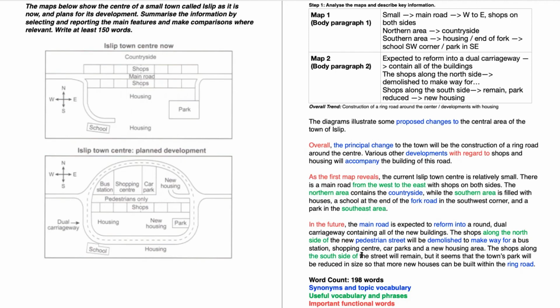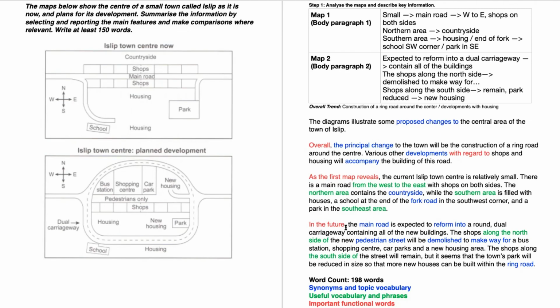Now our body paragraph 2, it says, in the future, the main road is expected to reform into a round, dual carriageway containing all of the new buildings. The shops along the north side of the new pedestrian street will be demolished to make way for a bus station, shopping center, car parks, and a new housing area. The shops along the south side of the street will remain, but it seems that the town's park will be reduced in size so that more new houses can be built within the ring road.